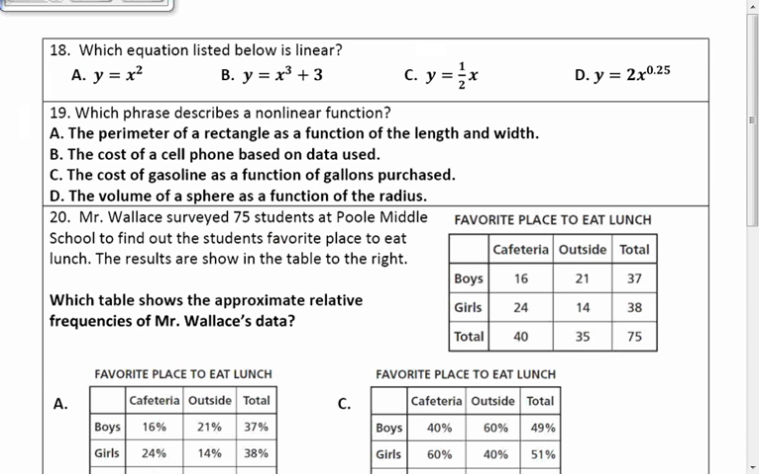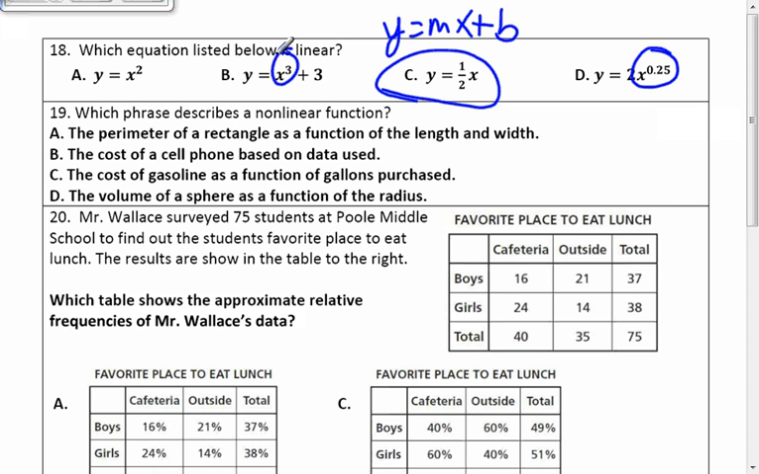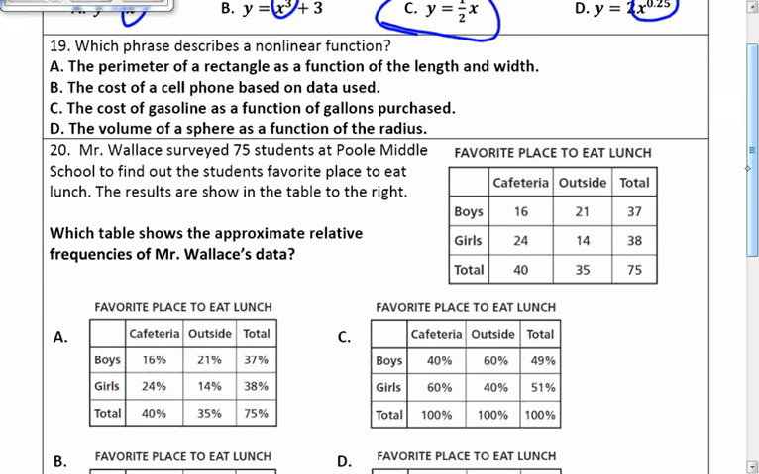Next question, number 18. Which equation listed below is linear? That would be choice C. It's in the form y equals mx plus b. There is no b because it's a direct variation, but it's still in that form. Plus all the other ones, the variable has an exponent. That means it's nonlinear.